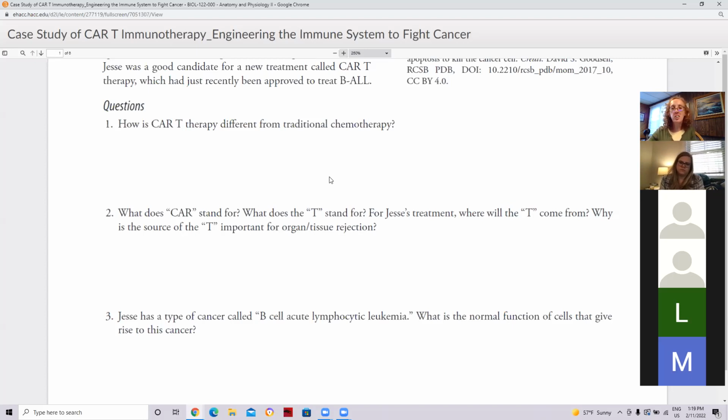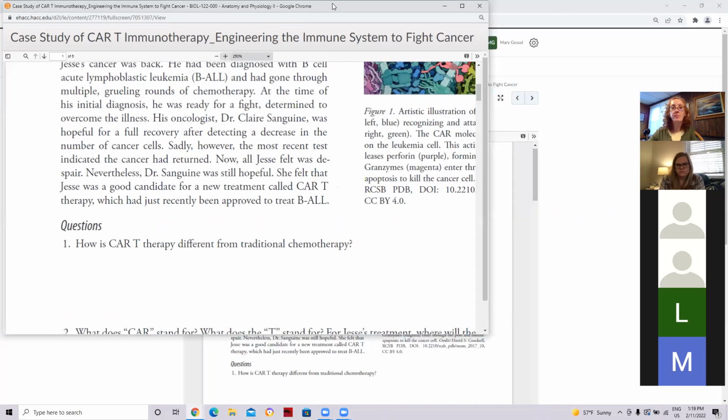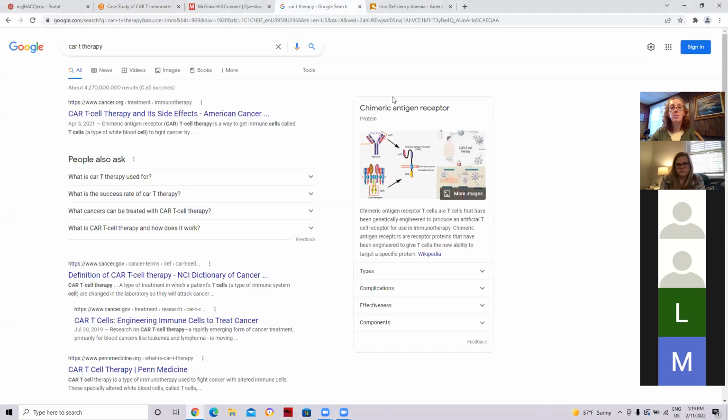What does the CAR stand for? Now, it doesn't say here what the CAR stands for, but I looked. CAR stands for chimeric antigen receptor T cells.